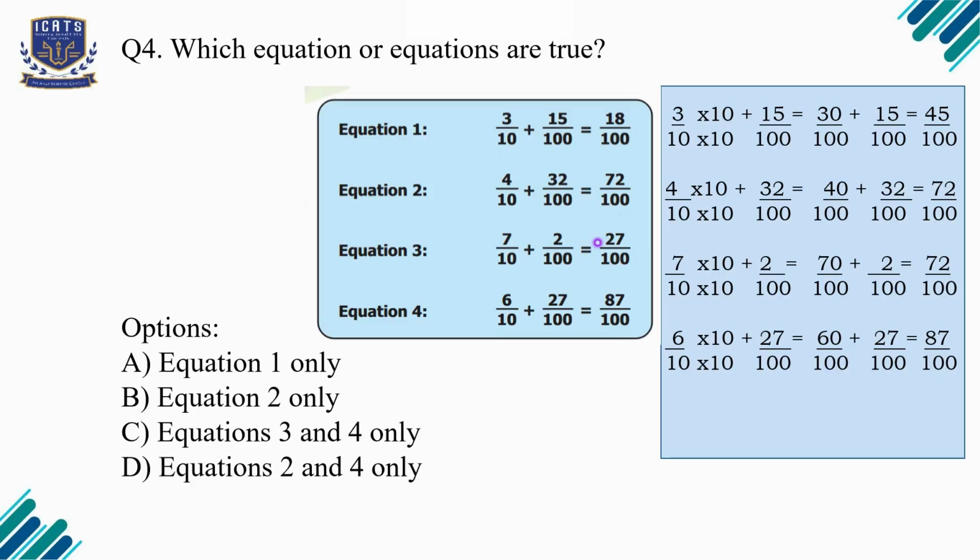So now in equation 4, when we multiply 6 by 10 to make the denominator 100, the answer is 60 by 100. And when we add it to 27 by 100, the answer is 87 by 100. So it means our equations 2 and 4 are correct. So we will select option D here.